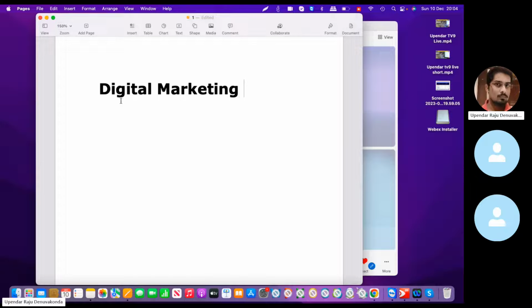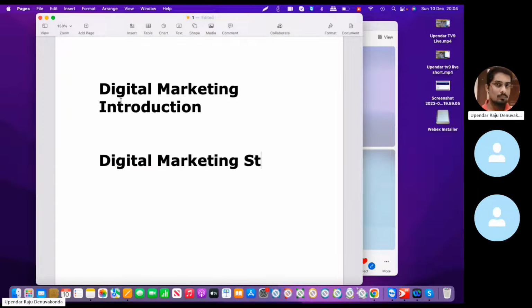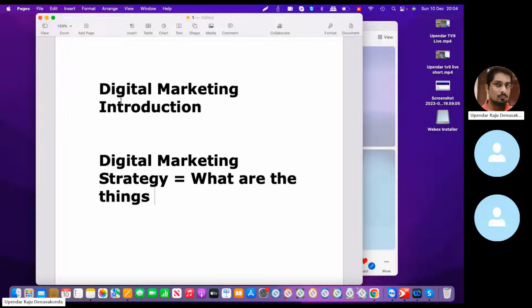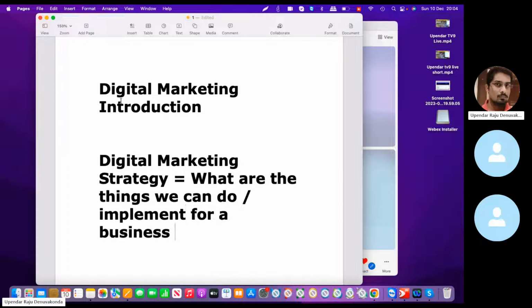So we would like to discuss the digital marketing introduction, the basic part, and after that we would be discussing the digital marketing strategy. When I say digital marketing strategy, that means what are the things we can do or implement for a business in digital marketing.